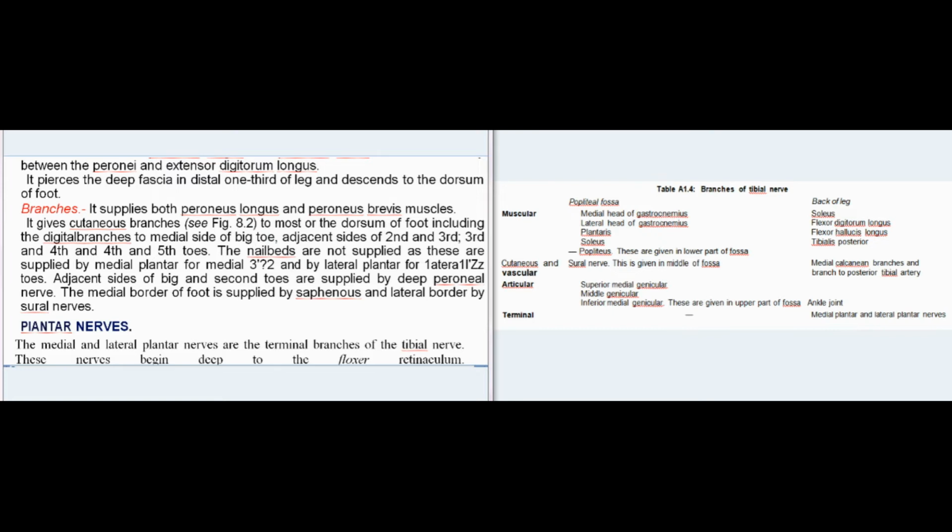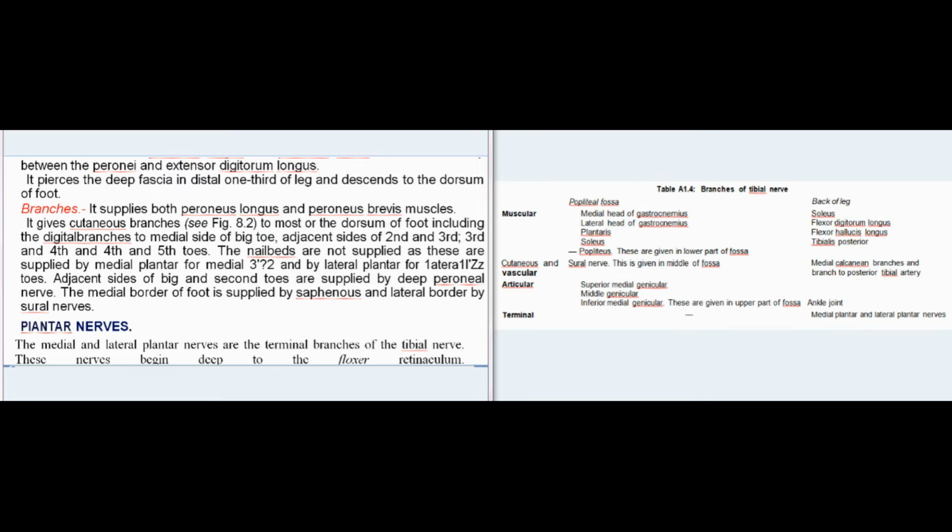Branches: it supplies both peroneus longus and peroneus brevis muscles. It gives cutaneous branches, see Fig 8.2, to most of the dorsum of the foot, including the digital branches to the medial side of the big toe, and adjacent sides of the second and third, and fourth and fifth toes.